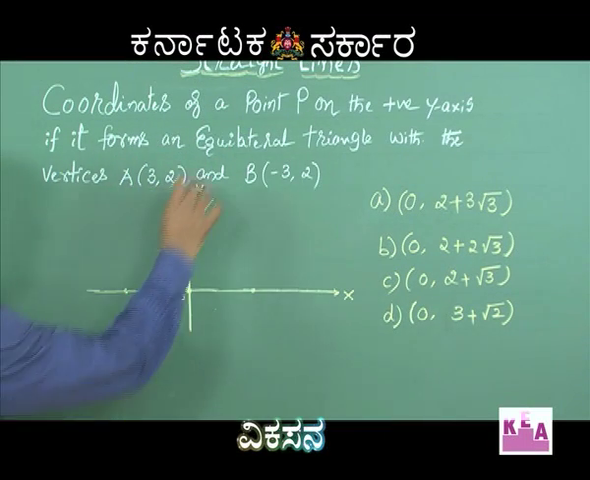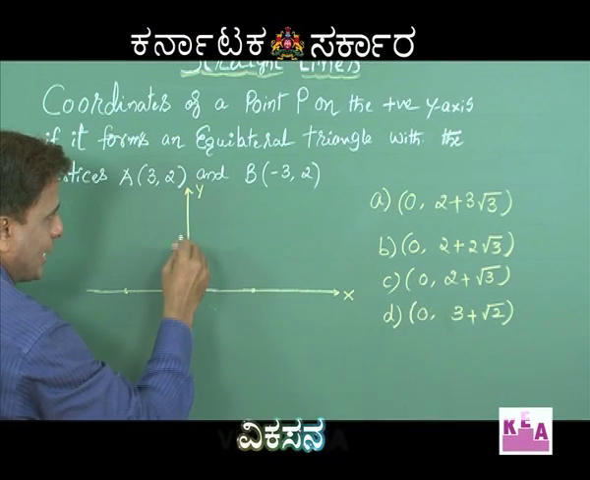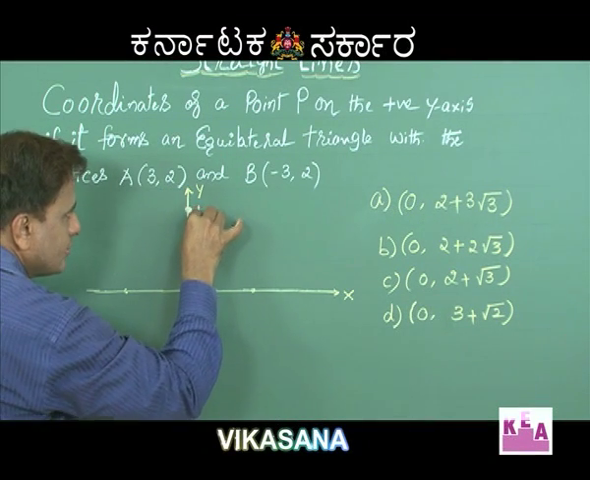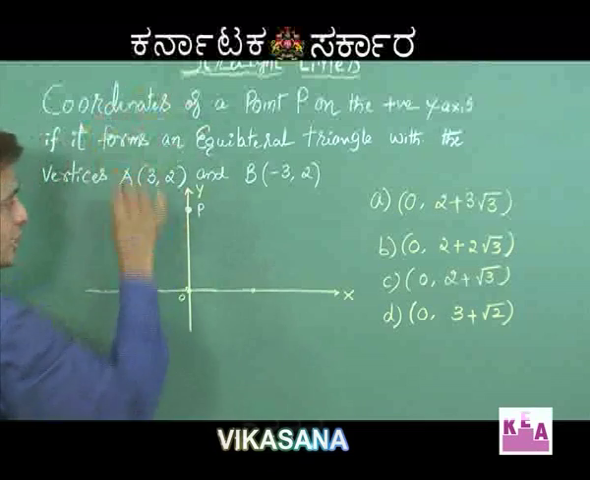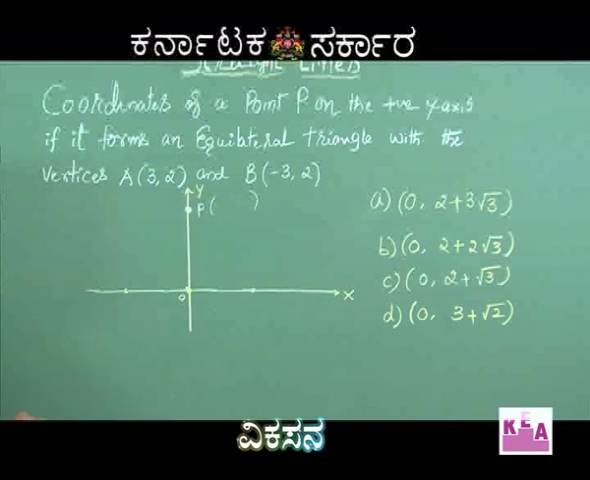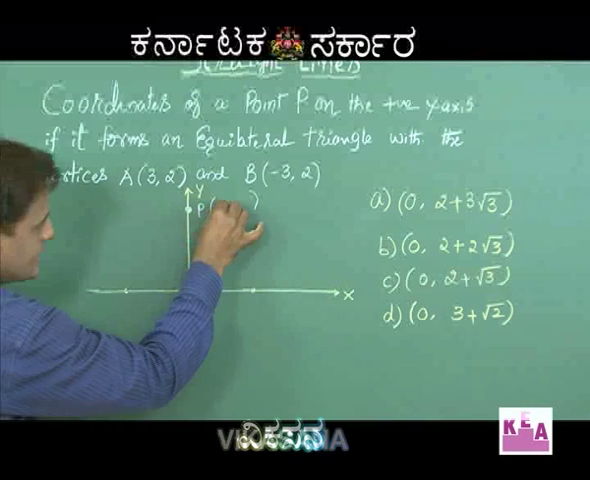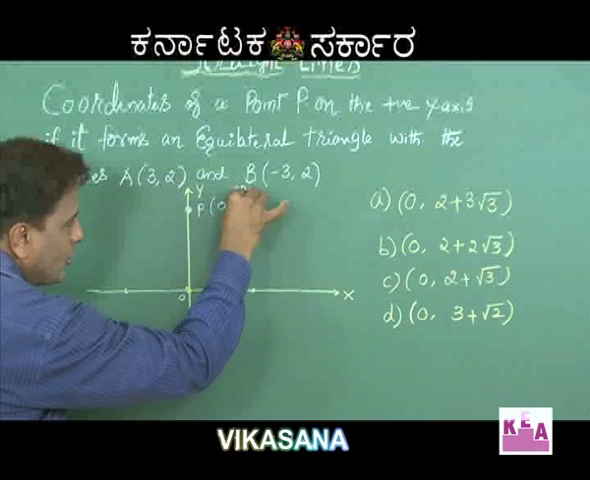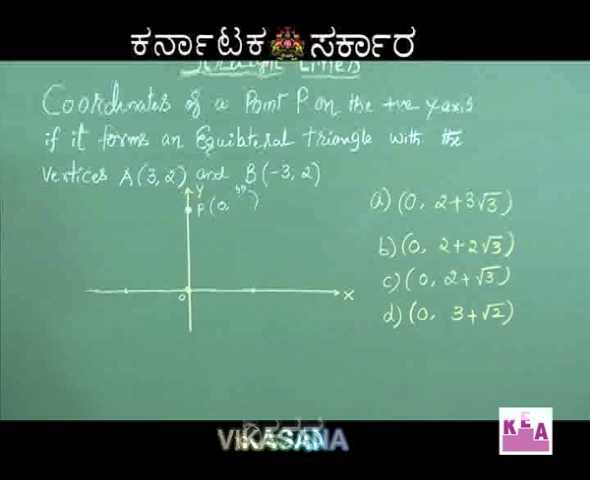First, draw this point P on the positive y axis. Let us take this as the P point on the axis. We have to find its coordinates. As we are aware, any point on the y axis has x coordinate 0, and we have to find the y coordinate of the point P. If you observe all the options, all the x coordinates are 0, so it is very difficult to predict the option without solving this.